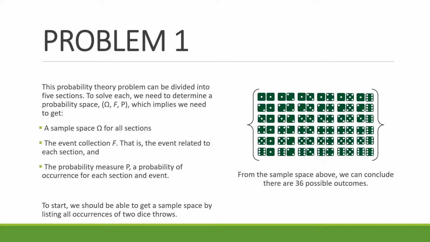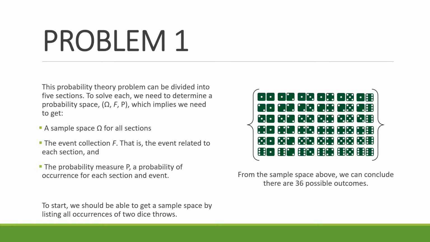Problem 1 is a probability theory problem, and for us to be able to solve it, we need to be able to determine a probability space. That includes a sample space that will be used in other sections, an event collection F, which is the events related to each section, and a probability measure P, which is the probability of occurrence of each section and event.